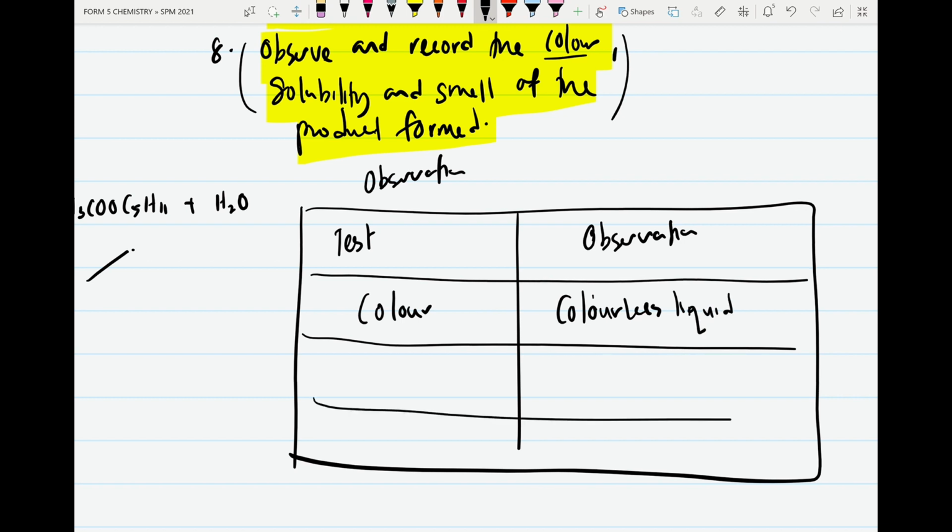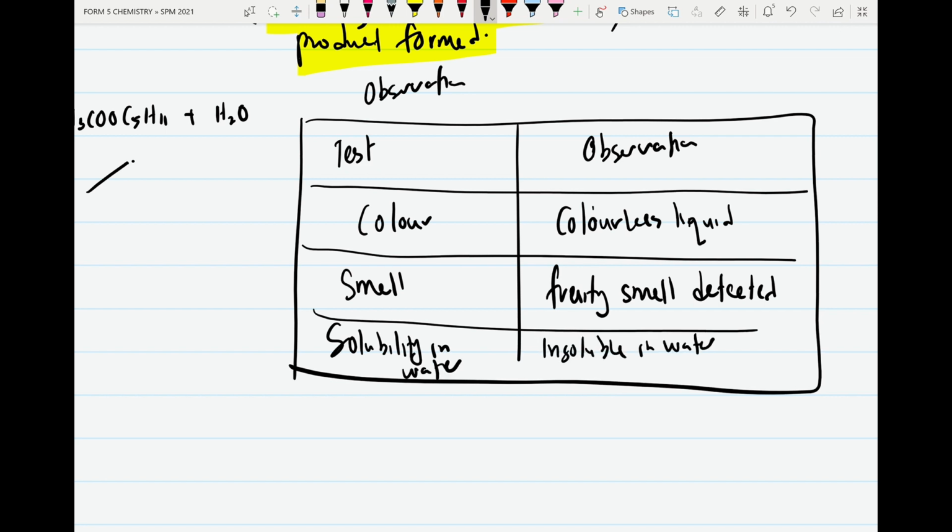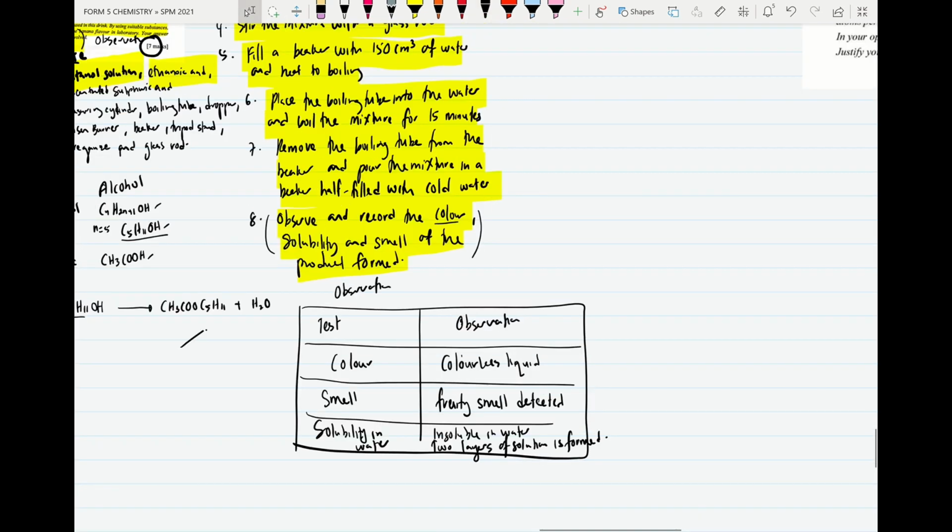All right, so second test we check the smell of the product formed. We will get the fruity smell, or banana flavor smell is detected. Next one we check the solubility in water. It's insoluble in water, or it forms two layers of solution. All right, so this is the answer if observation is asked in the question.